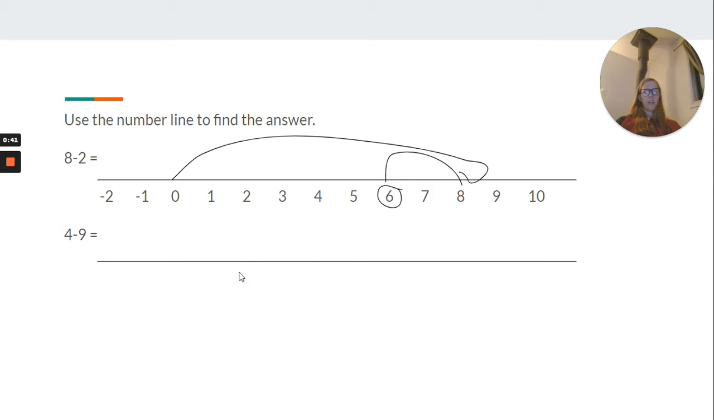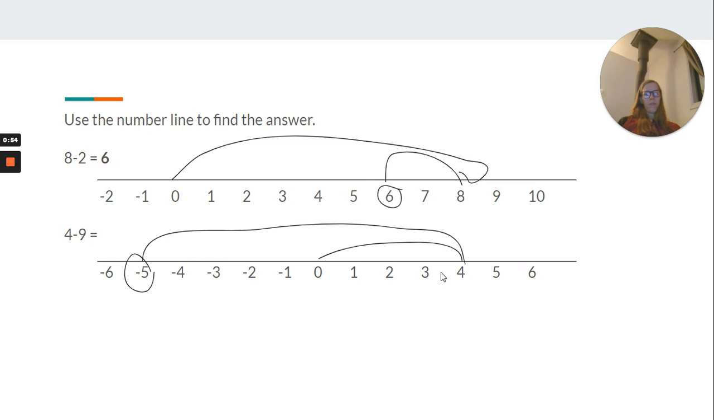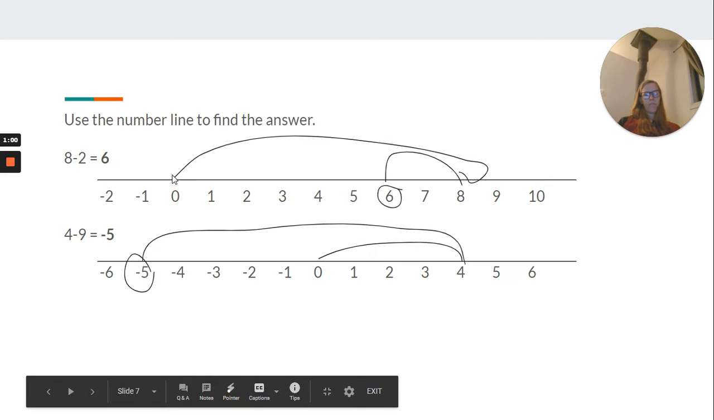Now this next one, sorry about that. I forgot to add the number line in initially. So now we're starting at 0. We're going to go to 4 and then count down 9. We end 1, 2, 3, 4, 5, 6, 7, 8, 9. We end up with -5 is our answer. Okay?